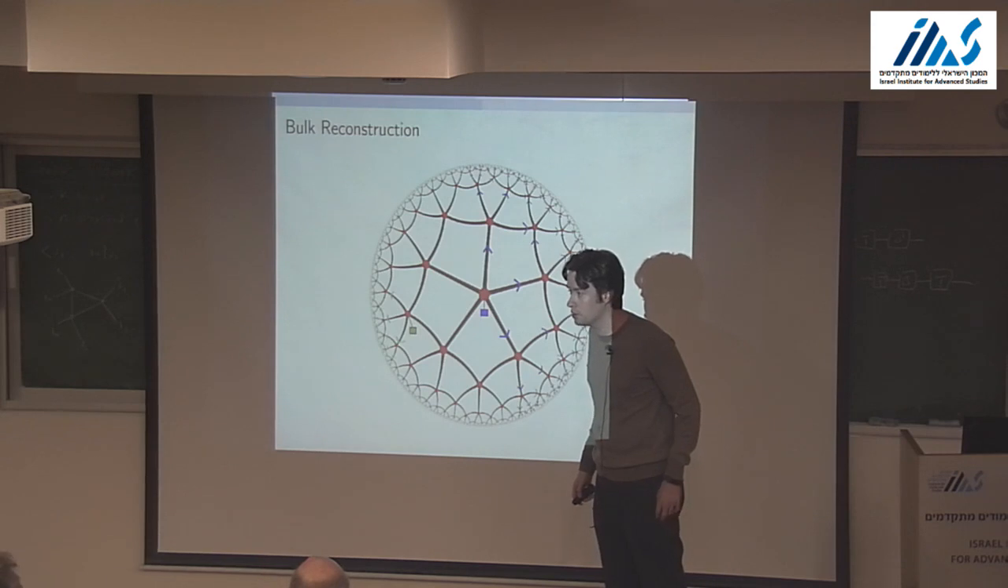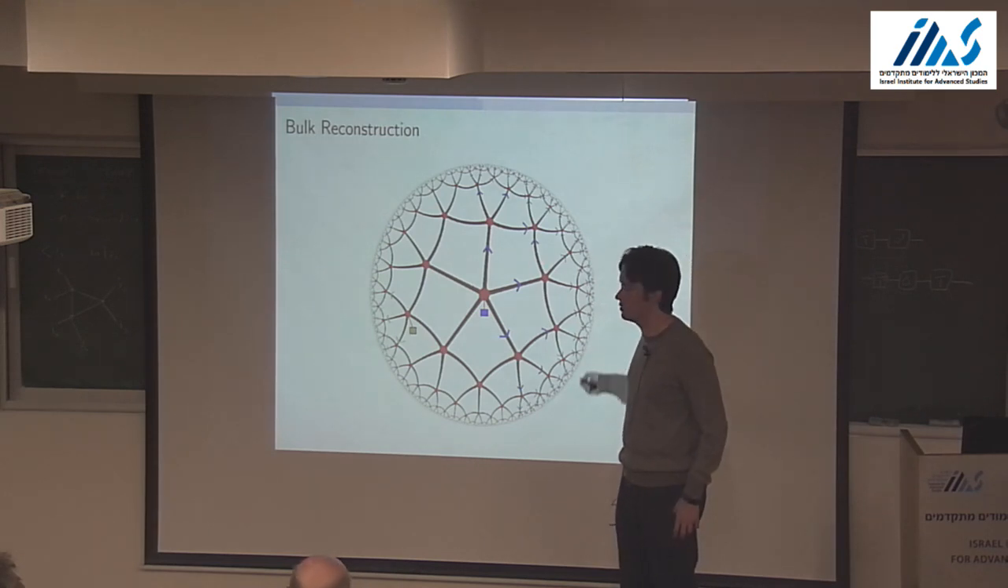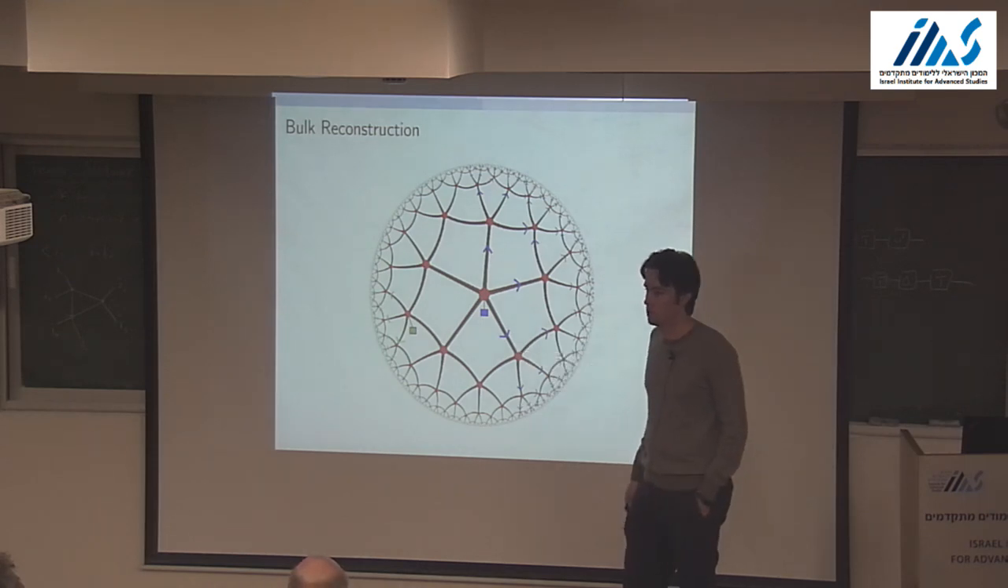The signature of what? Sorry, you mean Lorentzian versus Euclidean? Well, this is Lorentzian because I'm talking about the Hilbert space on a fixed time slice, so you can't really tell.